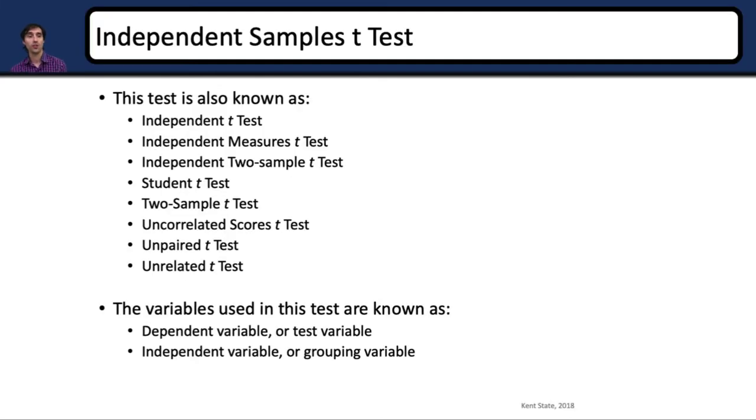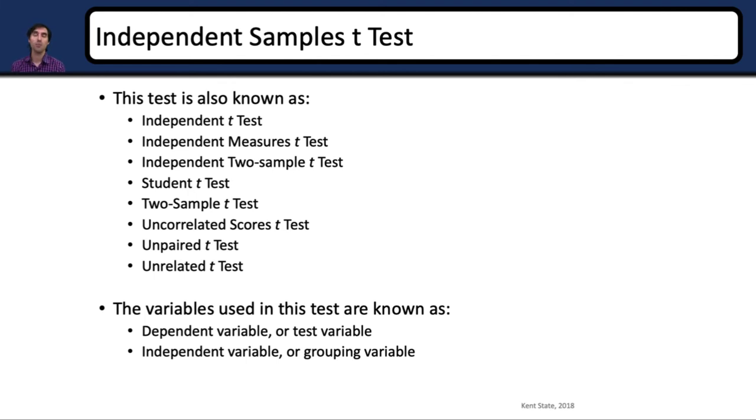So these are also known as, these are a lot of also known as: independent t-test, independent measures t-test, independent two samples t-test, student t-test, two sample t-test, uncorrelated scores t-test, unpaired t-test, unrelated t-test. Do you want to hit me in the face? Probably t-test. The variables used in this test are known as dependent variables or test variables, as well as independent variables or grouping variables.